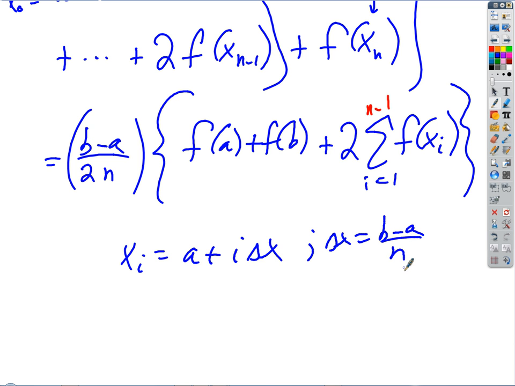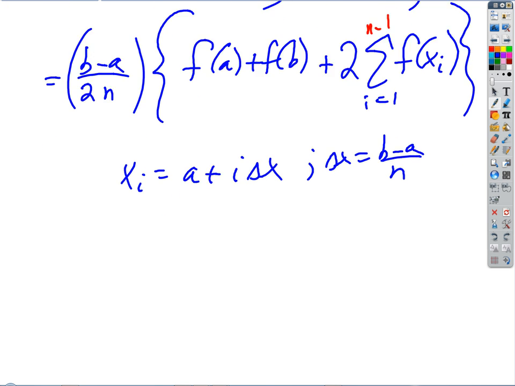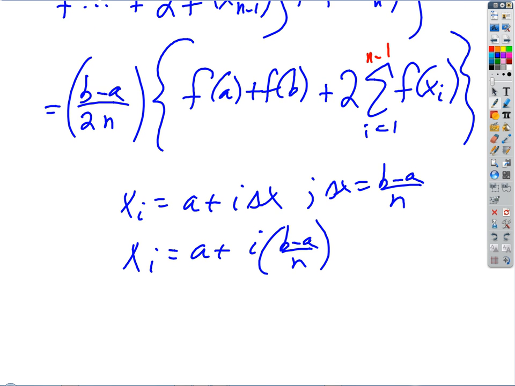So all that stuff is still the same. You've already done all the hard stuff. This is way easier than what you did earlier. So really then we could just always write x sub i as a plus i times b minus a over n. And that's how we do it. That's our formula, very, very similar to what we did before.